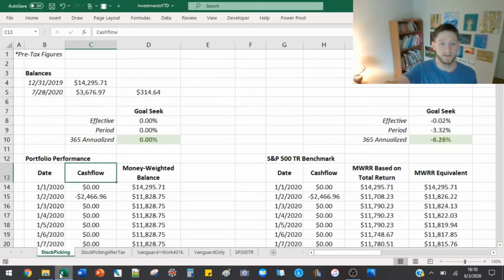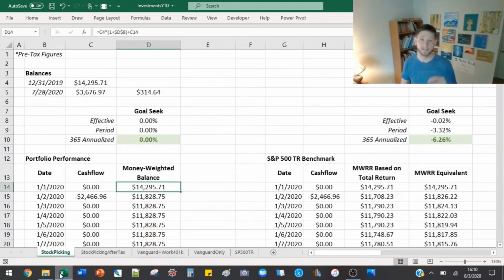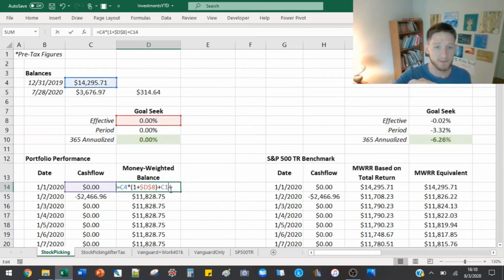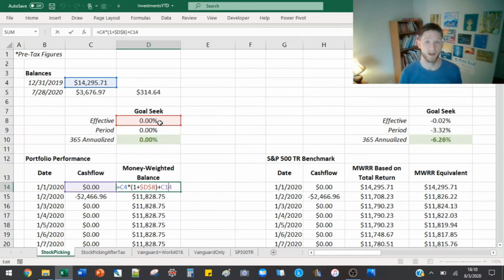And the next column is the money weighted balance. And this is the crucial one. What you're going to do is take the beginning balance, which is $14,295.71, multiply it by 1 plus this effective rate. Notice I have it set to 0%. I manually put in 0% right now. We're going to have Excel calculate it for us. This is very similar to a different video I did on exposing clear value tax. But the only difference now is we're going to, at the very end, add whatever's in that cash flow column.